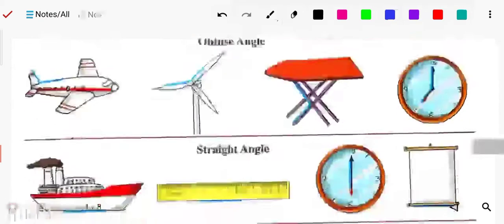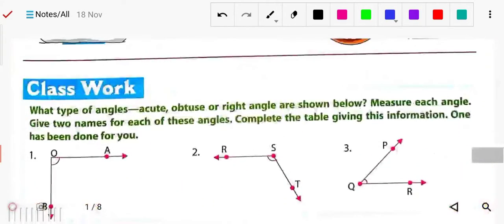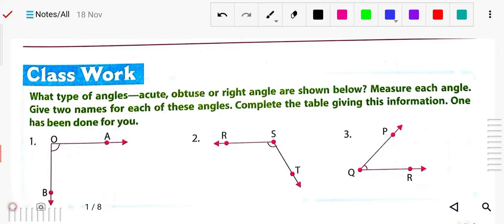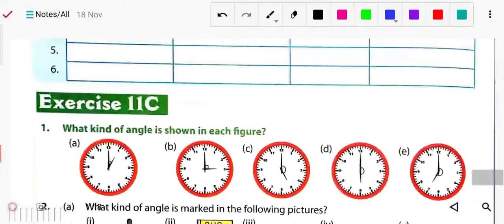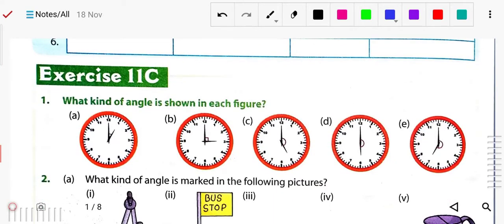Next we will study some examples. You can categorize them according to right angle, obtuse angle. So now we will directly do exercise 11C. In question number 1 of exercise 11C, what kind of angle is shown in each figure?